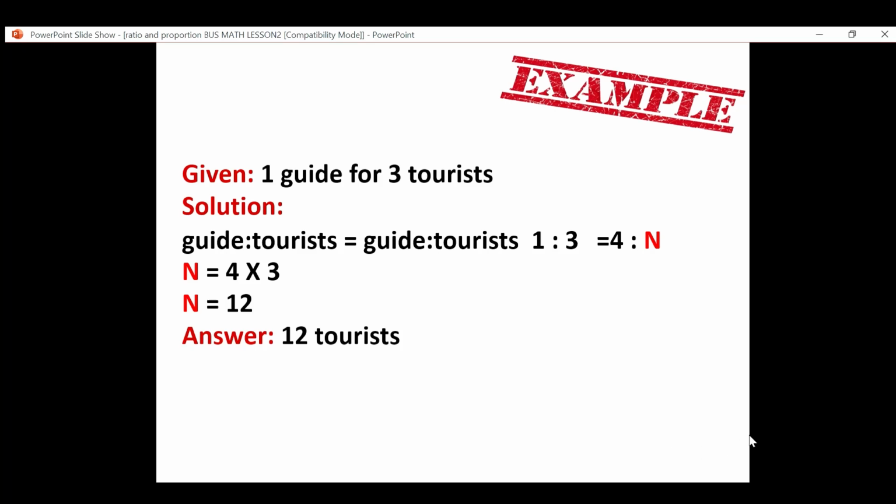So to get the answer, we will just multiply the means and the extremes. So multiply the inner ones, 3 times 4, that is 12, equal to 1 times n. So the equation is n equals 12. So the answer is 12. So we can bring 12 tourists.